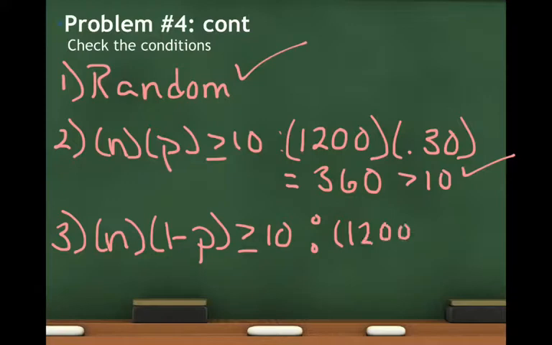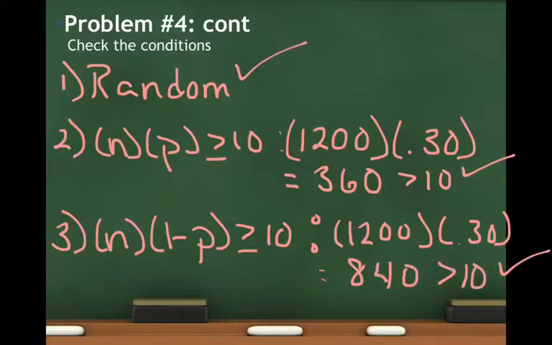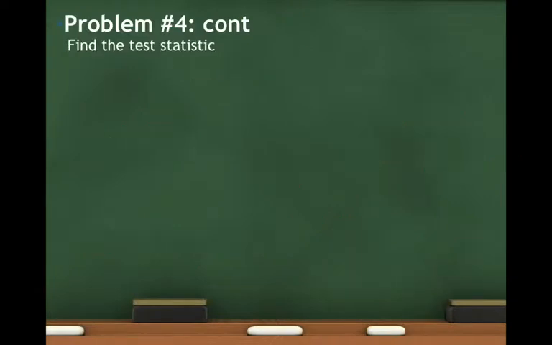And so 1,200 times 0.70. When you find that number, you should get 840. Is that greater than 10? Yes, it is. As our conditions and assumptions check out, we can go on. What you want to do next is find your z-score, your test statistic. Just pause the video and write how you should set up to find your test statistic.